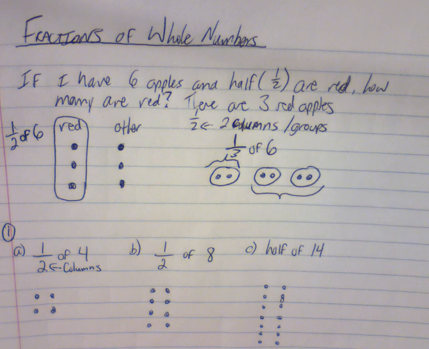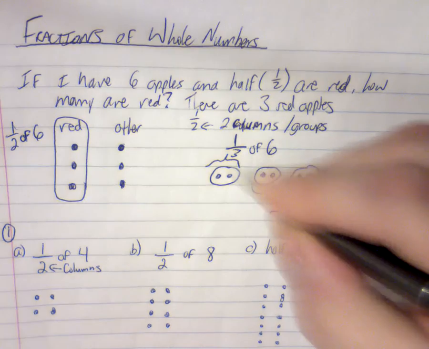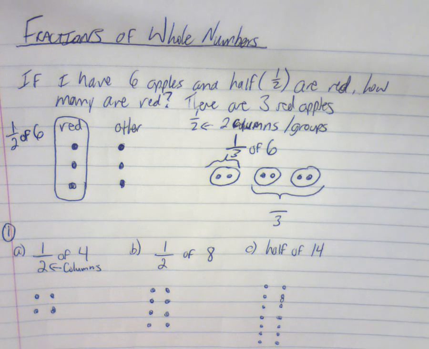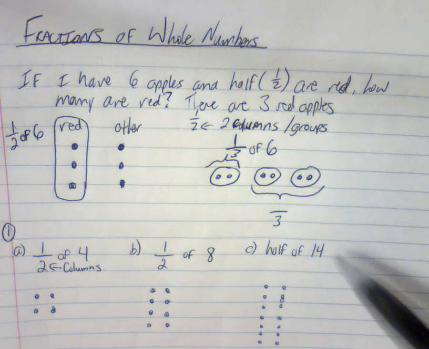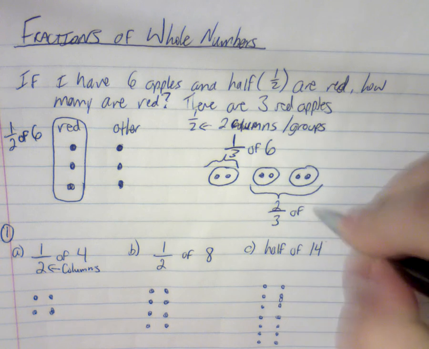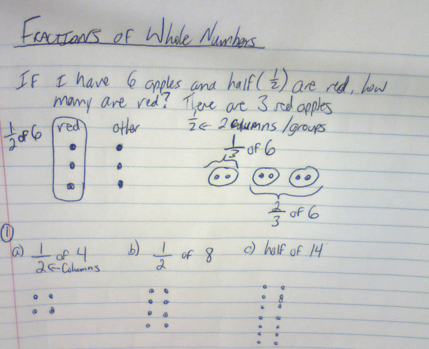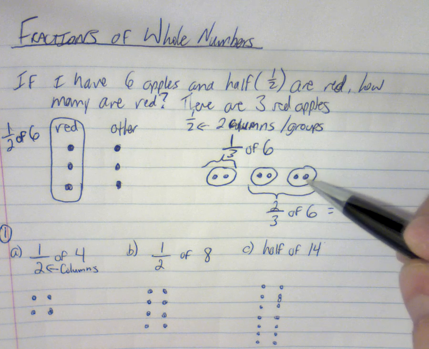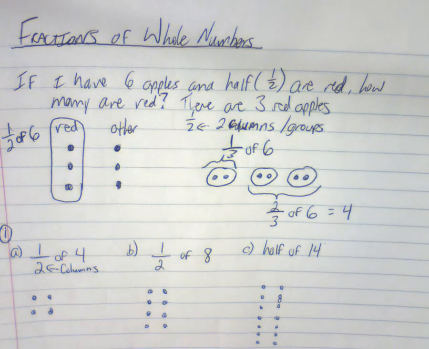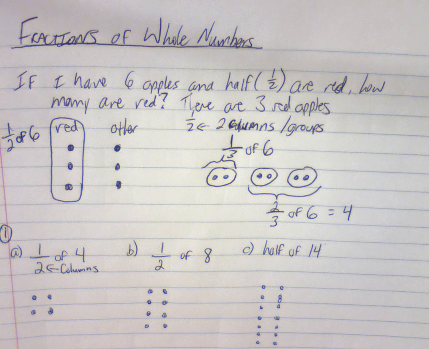So taking a look at that and knowing the information we know, what can we say for the bottom? Well, first of all, how many groups are there in total? 3. How many groups are we looking at? 1, 2. So we have 2/3 of 6. And 2/3 of 6 equals 1, 2, 3, 4. It equals 4. That's really what we are going to be doing. We're going to be taking whole numbers like 6 and looking at the fraction of that whole number.